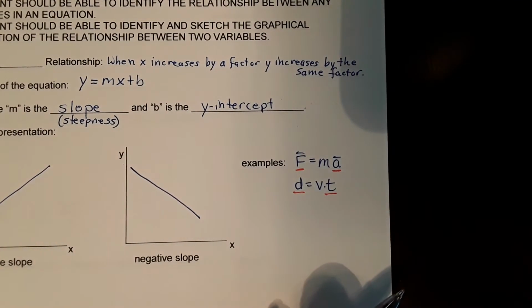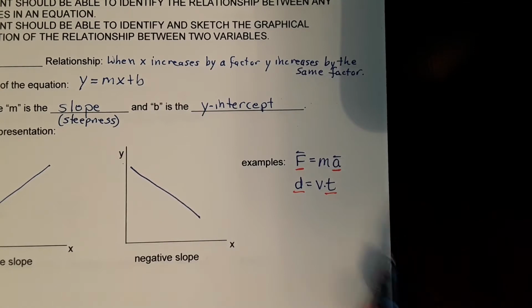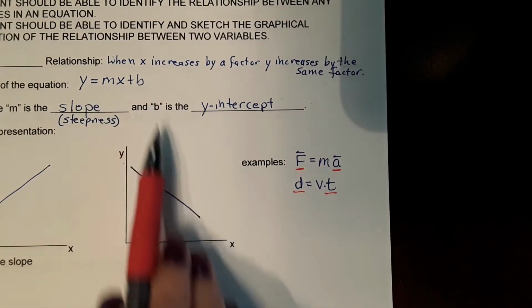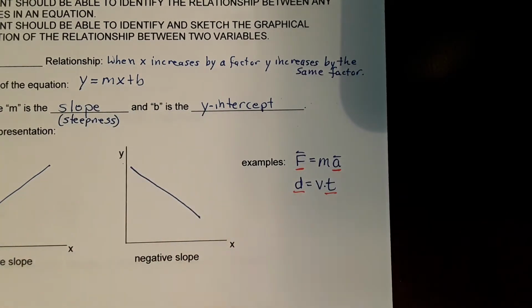Okay? So you'll find that there are a lot of linear relationships in physics, and the variables all present themselves in this form. Both the variables are in the numerator, neither one is squared. That is automatically linear, okay?